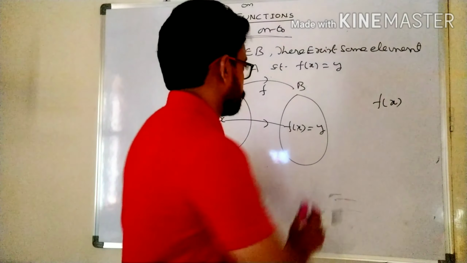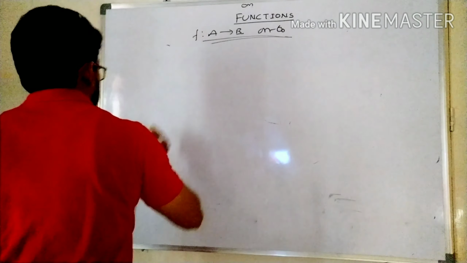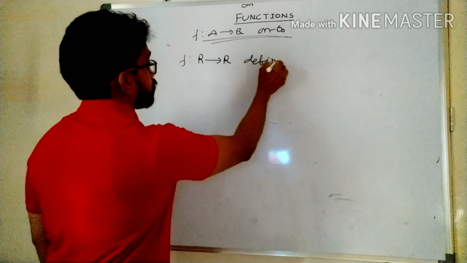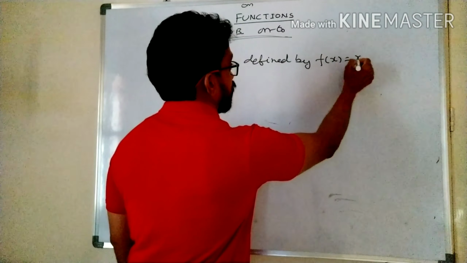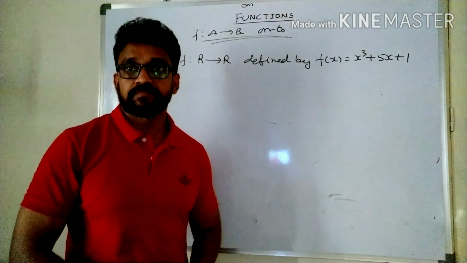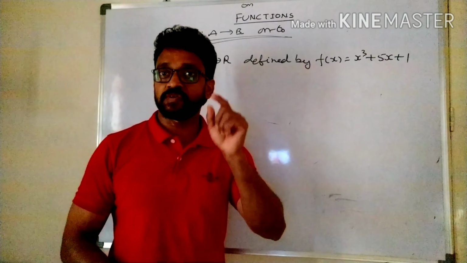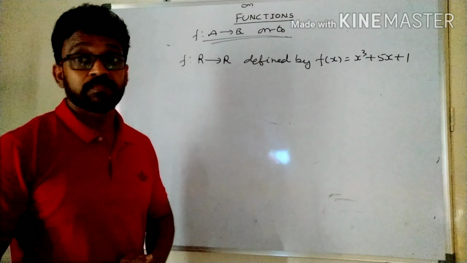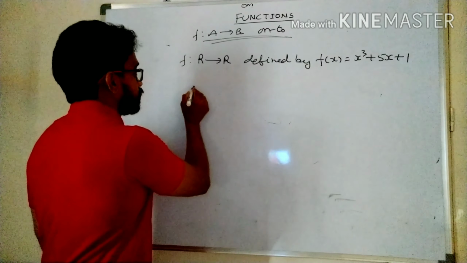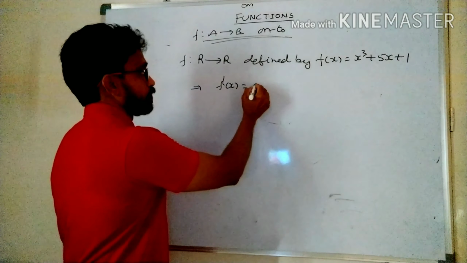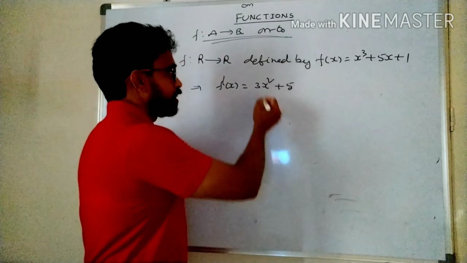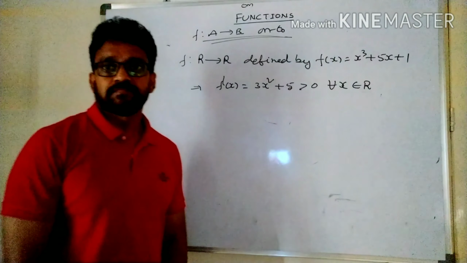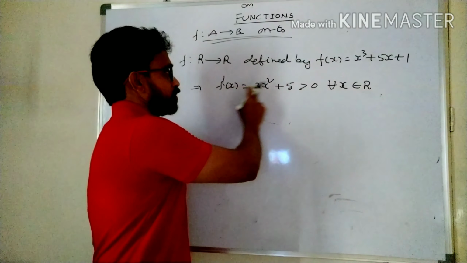Now one more example I will give. f from R to R defined by f of x is equal to x cube plus 5x plus 1. Is the function onto or not? Here also, before identifying whether the function is onto or not onto, observe the domain first. What is the domain of the function? R. Now first we should differentiate the given function. What happens? 3x square plus 5. Very clear, 3x square plus 5 is greater than 0 for all x belongs to R. If we take any element from the domain, f dash of x is greater than 0.